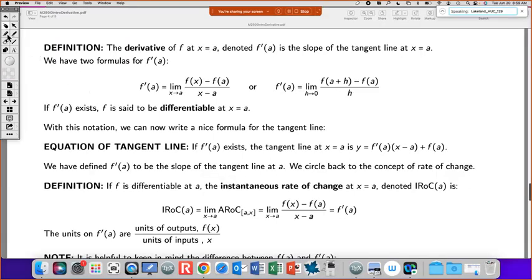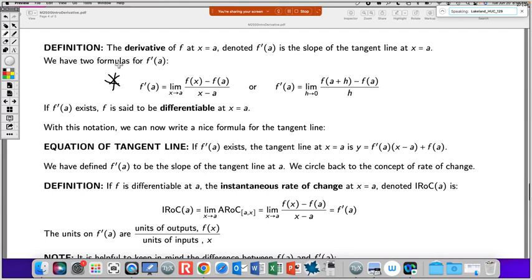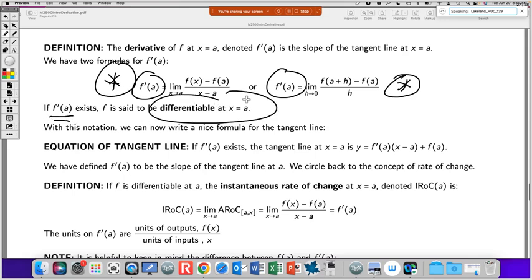So you should be comfortable with these formulas and using them. There are 6 or so more examples of different types of functions where we go in and use both of these formulas. Once again, this thing is called the derivative. If the derivative exists, we say the function is differentiable at that point. So the quality of having a derivative is called differentiable.